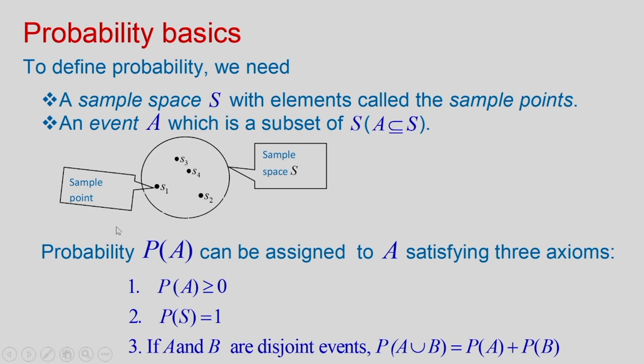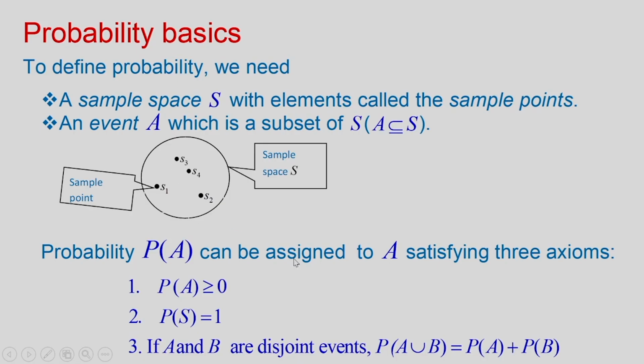Now, probability P(A) can be assigned to A satisfying 3 axioms. Number 1: P(A) is greater than or equal to 0, probability is always positive. Number 2: P(S) is equal to 1, the probability of the sample space is always equal to 1. Number 3: if A and B are disjoint events, P(A union B) is equal to P(A) plus P(B). This is the third axiom.